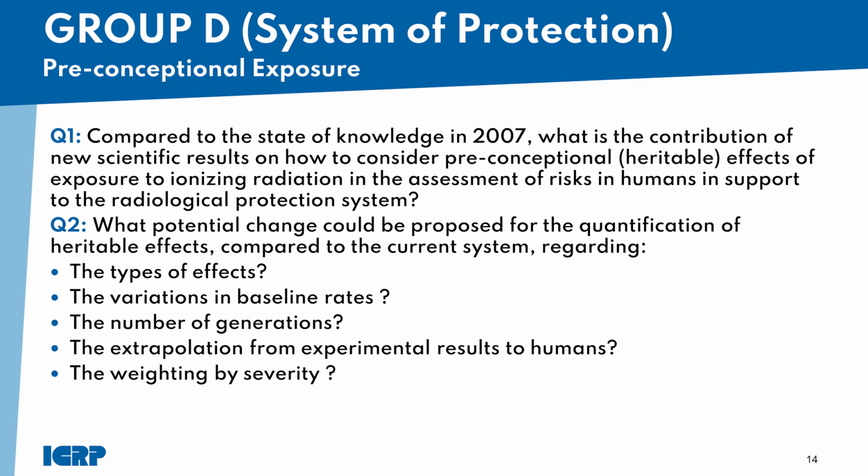That's what we discussed. What are the types of effects? What are the variations in baseline rates that we can consider today and were not considered in the past? What about the number of generations that have to be considered? What about the extrapolation from experimental results to humans and the weighting by severity? So that's most of the questions, but we discussed a lot more than that.